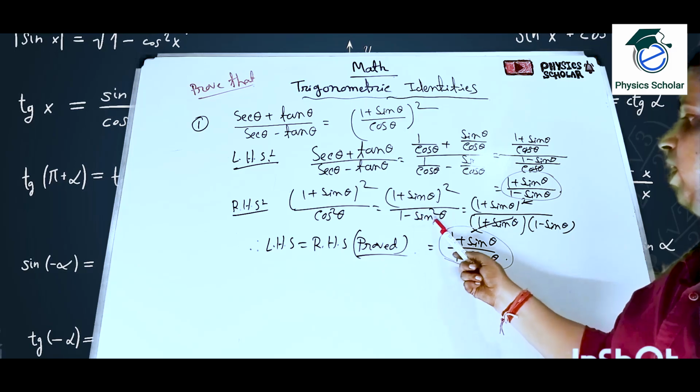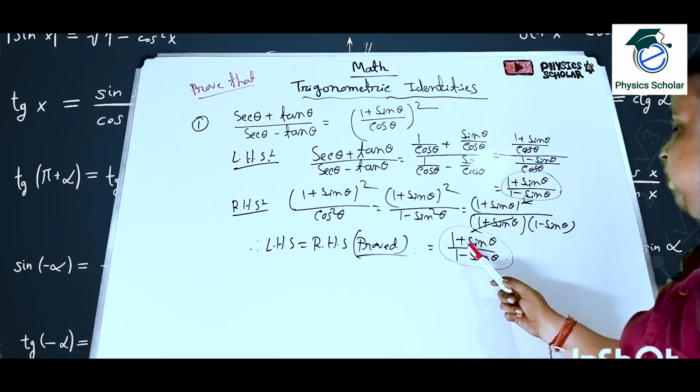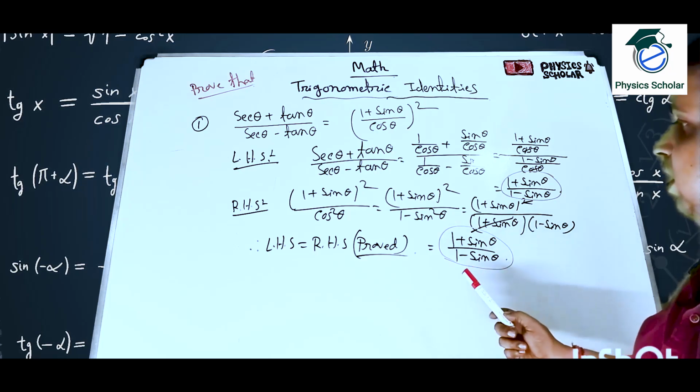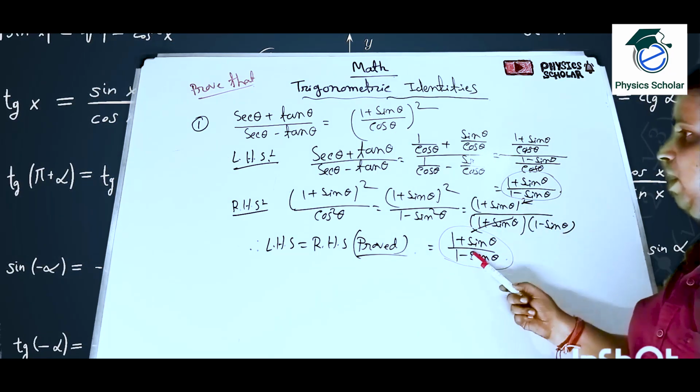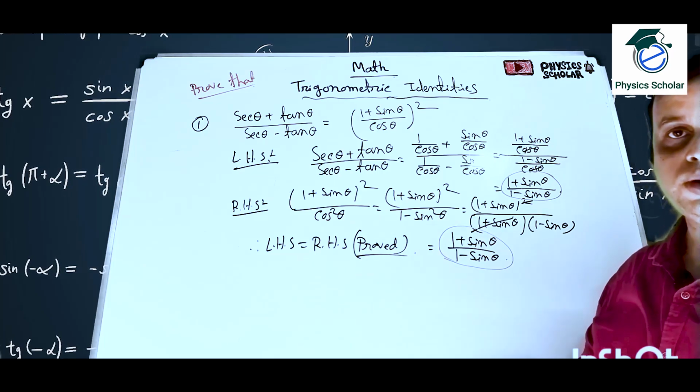So that means 1 squared minus sin squared theta, that means (a plus b) into (a minus b). Clear? So this and this will be cancelled. So 1 plus sin theta by 1 minus sin theta. So that means what? Both the values are same, left hand side and right hand side. So we can write, hence left hand side is equal to right hand side.